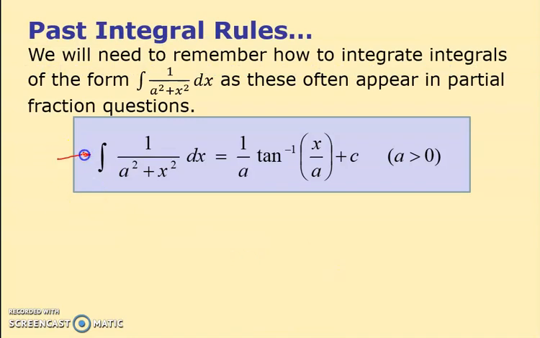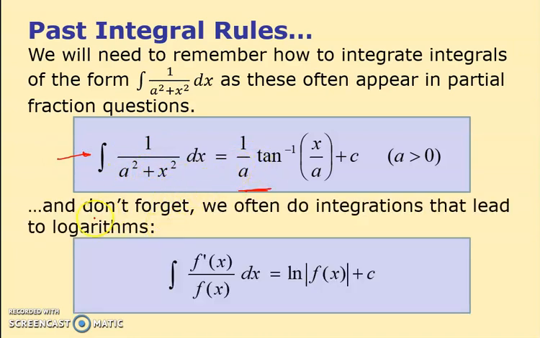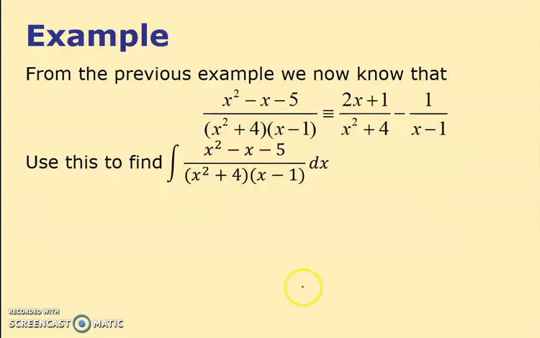When we integrate expressions like this, 1 over a squared plus x squared, we get inverse tans. You should remember that from previous videos. And also, if you integrate something where it's a fraction, but the bottom of the fraction can be differentiated to give you the top, that's the log of the bottom. So those two will come in useful.